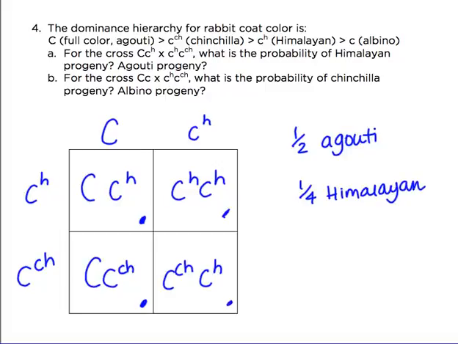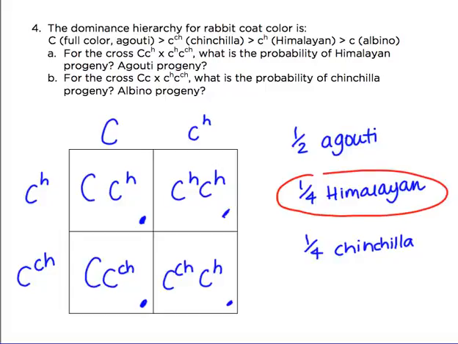And this individual here is little c^ch, little c^h. So chinchilla, which is little c^ch, is dominant over Himalayan. So therefore this individual is chinchilla. So 1/4 chinchilla. So part A was asking the probability of Himalayan and agouti. So for Himalayan, it's 1/4. And for agouti, it's 1/2.